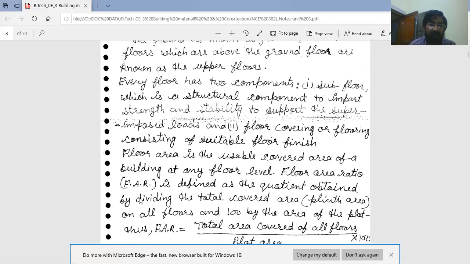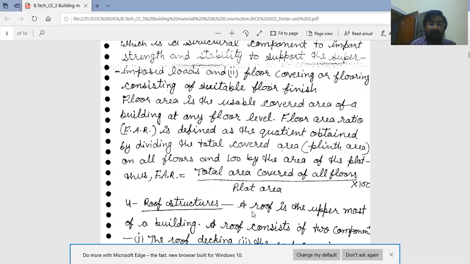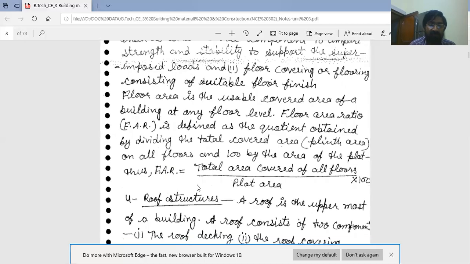Floor area ratio, FAR, is an important term. FAR, floor area ratio, is defined as the quotient obtained by dividing the total covered area or plinth area or floor area on all floors by the plot area. The FAR is equal to total area covered by all floors upon plot area into 100. This is the FAR percentage.